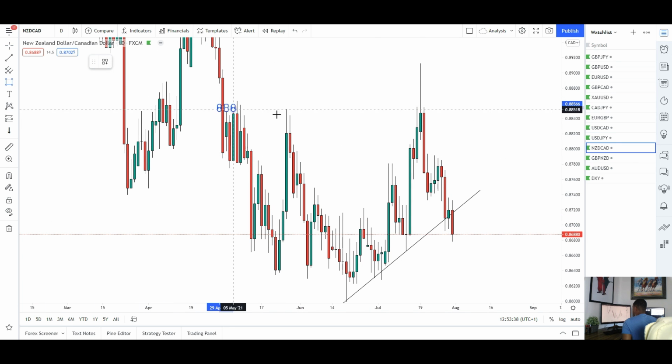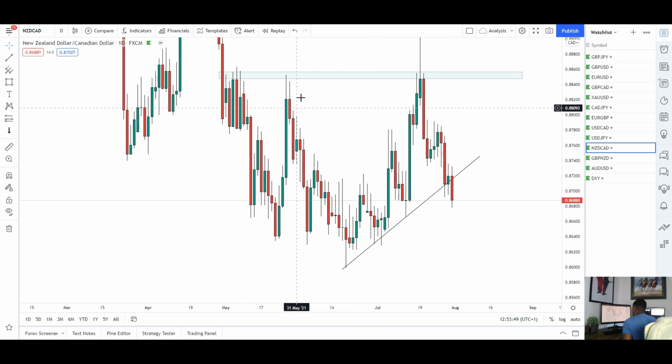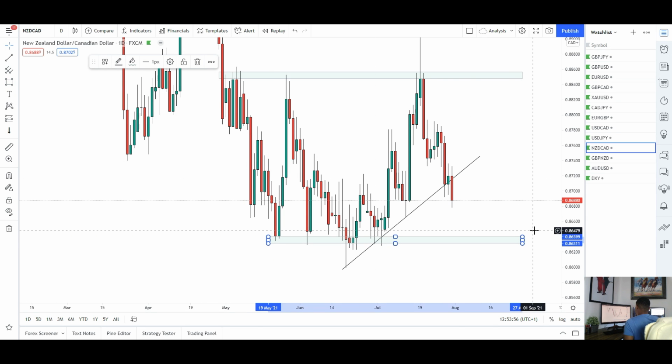As you can see, last week we did come into this area here and we had a massive break of that area. However, we did pull back and it just gave us a big wick there. So overall, that barrier is still holding, and from that barrier, as you can see previously, it did send us all the way down into that support. So at this moment in time, that is where I'm expecting NZD CAD to head.